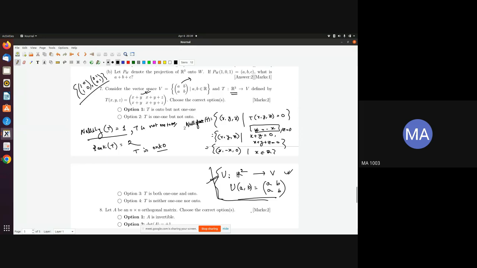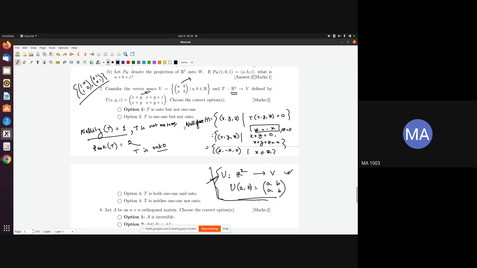So V is not R2. V and R2 are not same. They have only same dimension and there is an isomorphism between them. They are isomorphic. But isomorphic and same vector space, these two are different things.